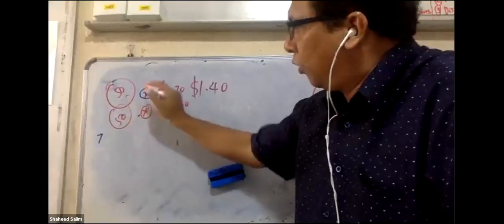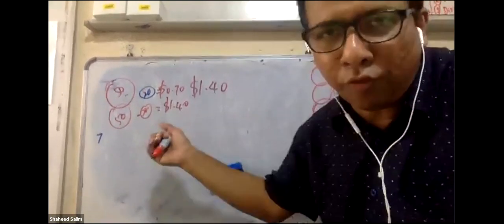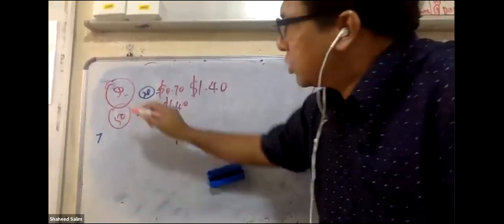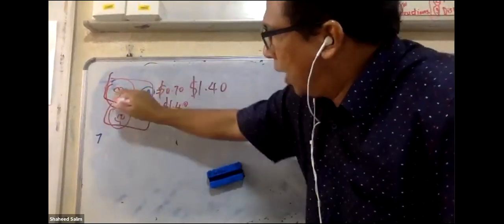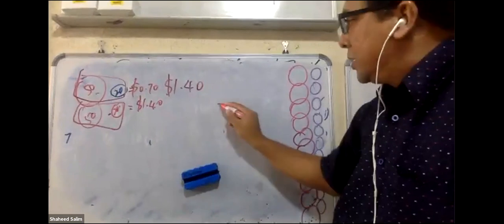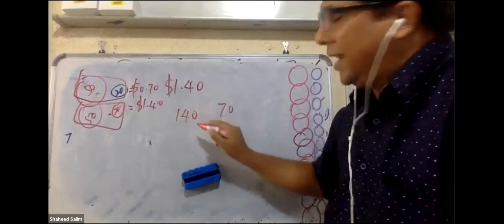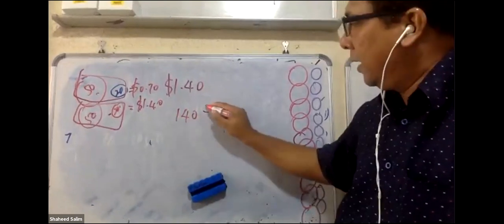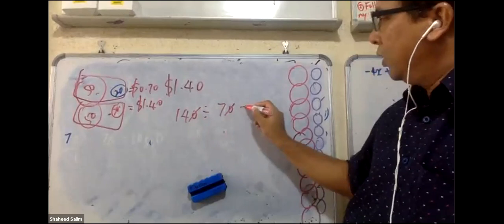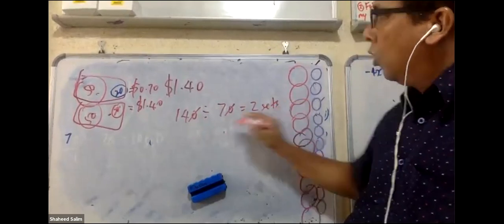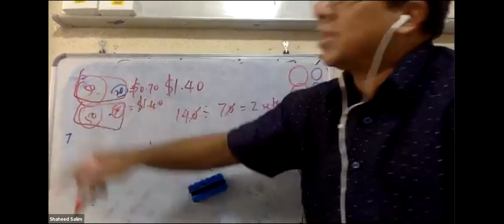1, 2, 3, 4. Correct? So now how to find 4 coins? Well, we count in terms of sets. This is 1 set. This is 2 sets. 1 set, the value is 70 cents. $1.40 is 140 cents. I divide. 14 divided by 7, 2. 2 sets. 1 set got 2 coins. So 2 sets must have 4 coins.